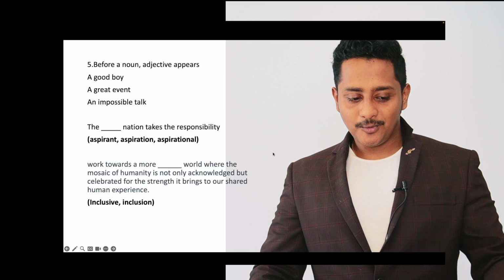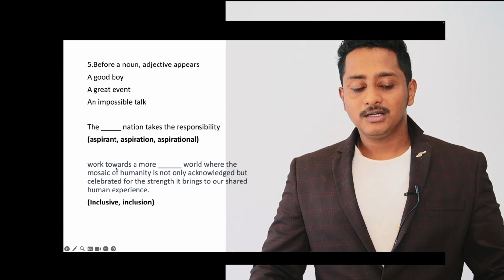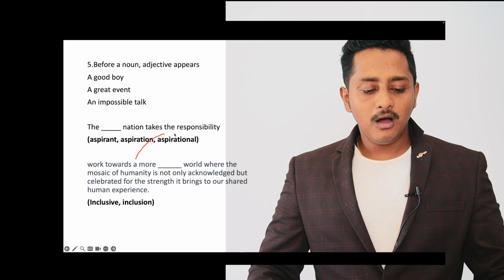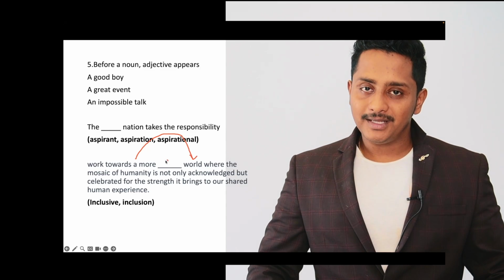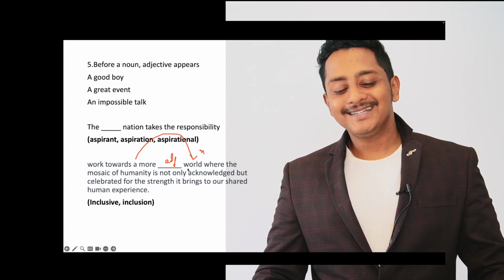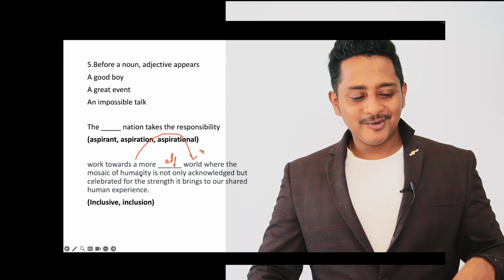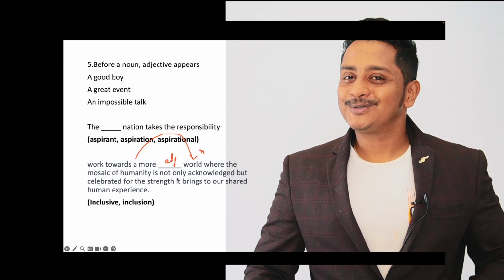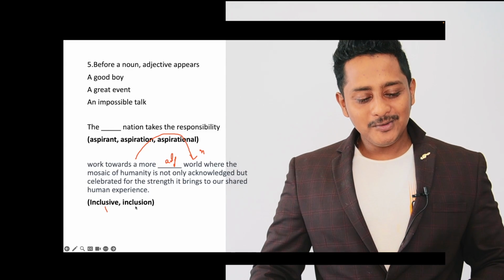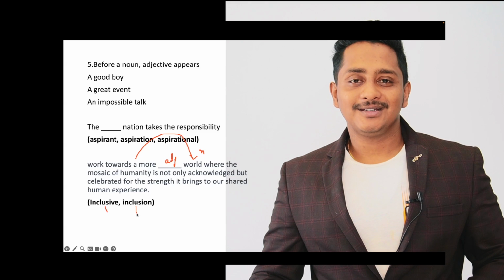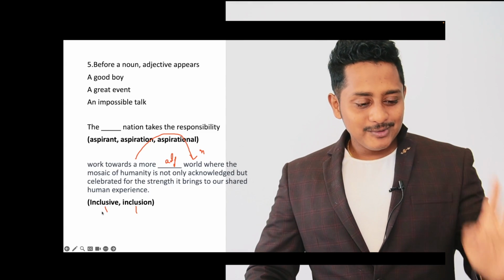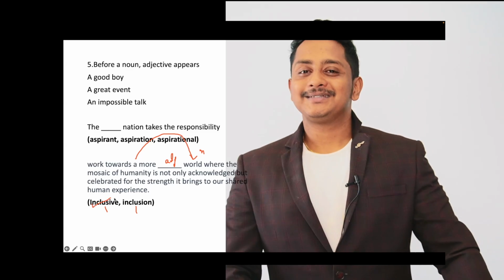I have got another question here. The work towards a more dash world. World is a noun, so this should be an adjective. Hope you're getting it. Now try to answer it. Don't read the whole sentence; the rest is not really required. Inclusive, inclusion. The inclusion. The inclusive topic. It is inclusive. This is the correct answer.